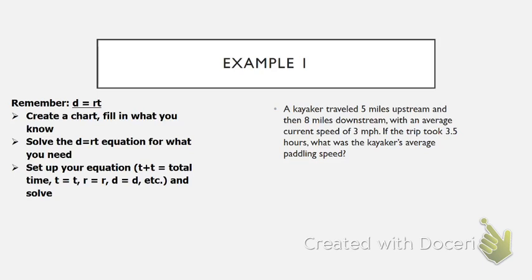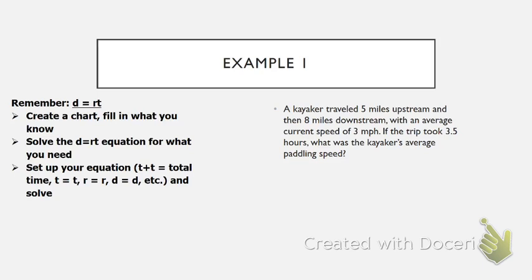Okay, so let's start with this one. There's a chart that we're going to fill out for all of these, and then once we fill out the chart, it kind of sets itself up for us. So in this question, a kayaker traveled 5 miles upstream and then 8 miles downstream with an average current speed of 3 miles an hour. If the trip took 3.5 hours, what was the kayaker's average paddling speed?